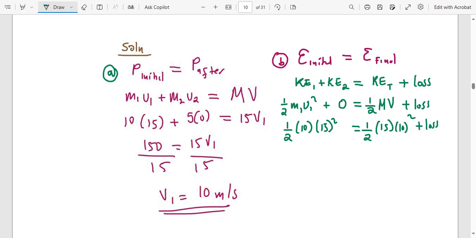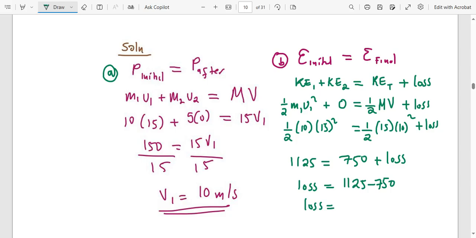So we have half, which is 0.5, times 10 times 15 squared. That gives us 1125. That will be equal to, on the other side, half times 15 times 10 squared, which gives us 750, plus the loss. So I'm going to take the 750 to the other side. The loss is equal to 1125 minus 750. Therefore, the loss in energy is 375 joules. It's energy, so it's in joules. Just the word loss means it's negative.